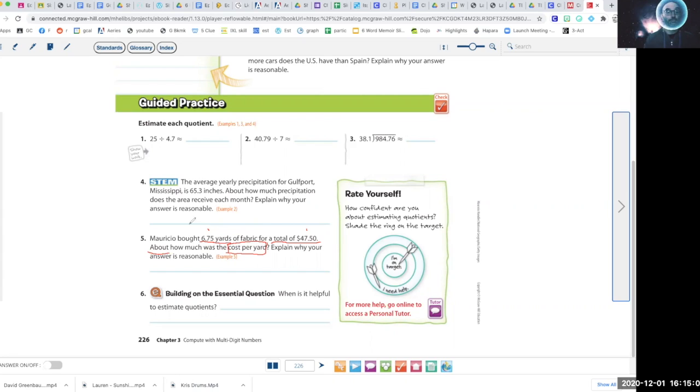Ready, go. All right, so 6.75, that's close to 7. And 47.50, what number is it close to that is a factor of 7 or a multiple of 7? That would be 49, right? And I know that 7 times 7 is 49. So 49 divided by 7 is 7. So that means it is about $7 per yard.